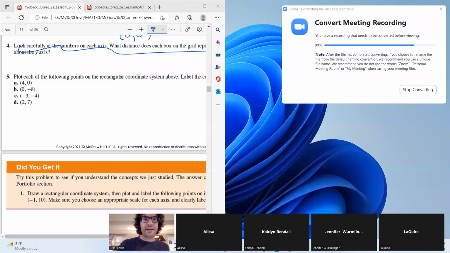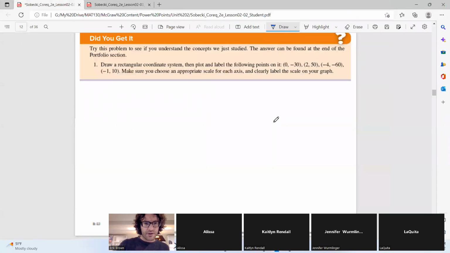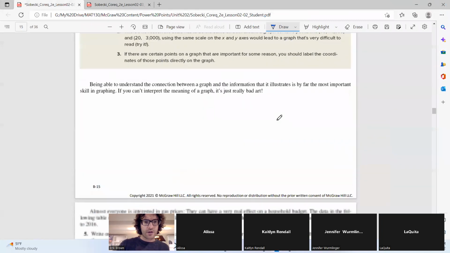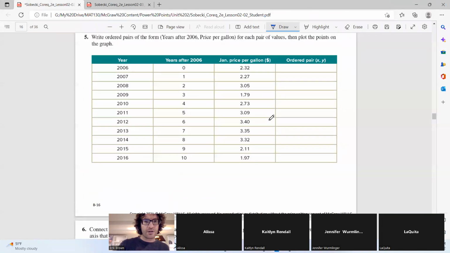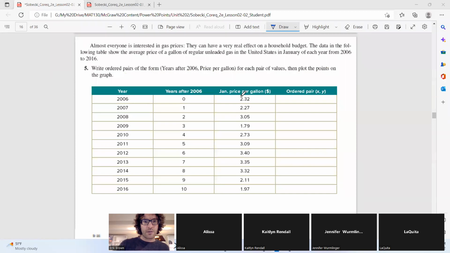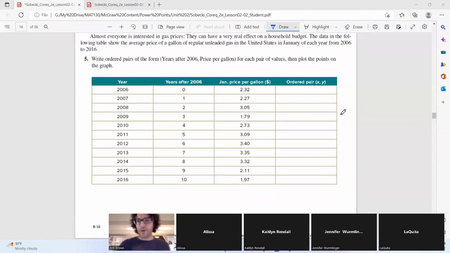So let's actually go to a bigger data set that I want you to put in there. So skip to this page, number 5. I'm going to write the first ordered pair. You don't really need to write these ordered pairs in here unless it's something that you are struggling with. So couple notes of what we've done here. It's often that we don't like to use the year as an X value because it's super large. Like it's way down the X-axis.